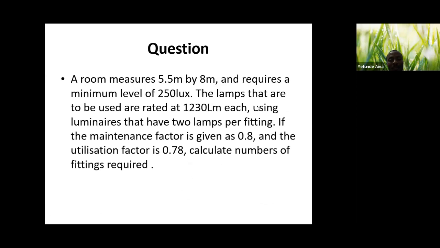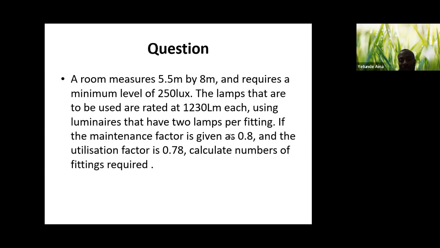Now, let's take a look at this practical problem. Suppose you are working with a company, and that company gives you this task: a room measures 5.5 meter by 8 meter, and it requires a minimum level of 250 lux. The lamps to be used are rated at 1230 lm each, using luminaires that have 2 lamps per fitting. If the maintenance factor is given as 0.8 and the utilization factor is 0.78, you are required to calculate the number of fittings that you will need. So how do we do that?